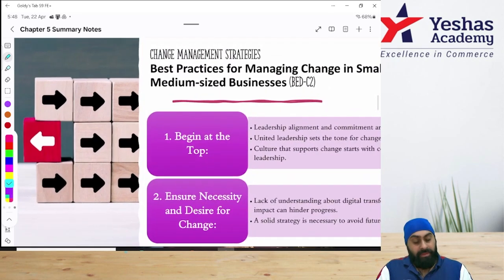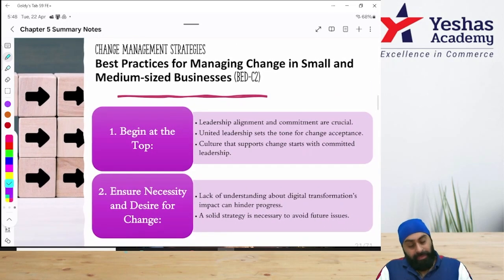Now, what are the steps involved in a change management process? Being at the top. First of all, you need to be king of your game. Leadership alignment. Unite leadership. Start creating that culture which suits your organization.